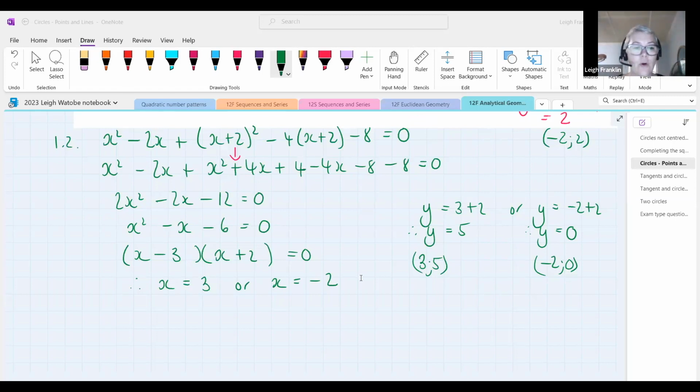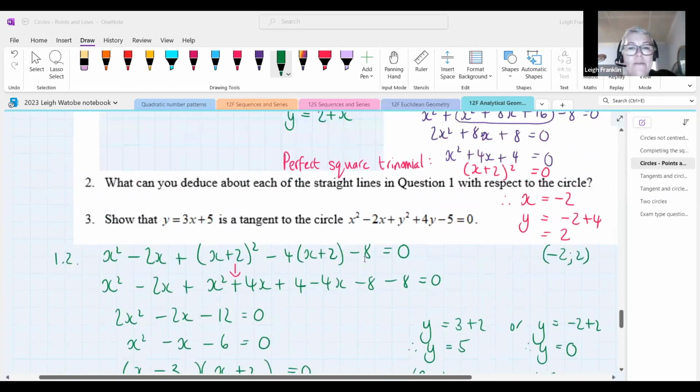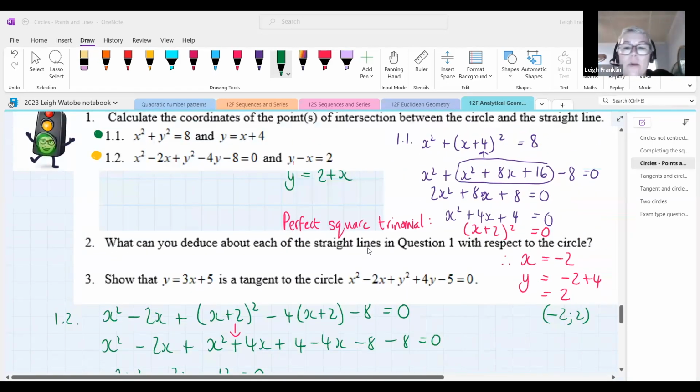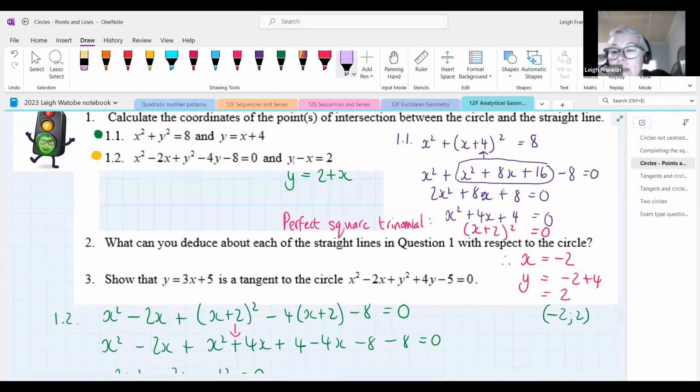Okay, so I just want to go back. If you have a look at question 1.1, we only got one solution. Here we just got the coordinates minus 2 and 2 for question 1.1. So what does that mean about the line y equals x plus 4 and the circle x squared plus y squared equals 8? What could we say about the line?